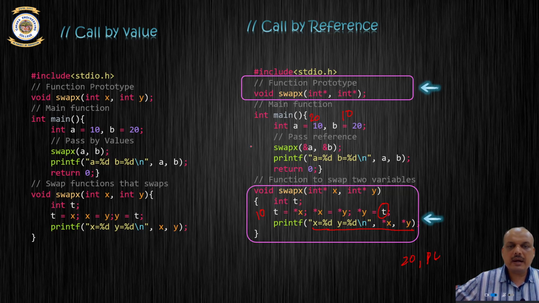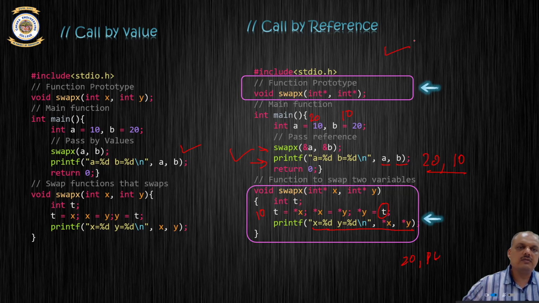Now when you come back to the main program after calling this, and you again print the value of a and b, as pointed out here, the value at a is now 20, so 20 gets printed out, and the value at b is 10, so 10 gets printed out. So the swap function here actually swaps the value between a and b, unlike the call by value function. Call by reference is a very powerful method of passing information into the function.